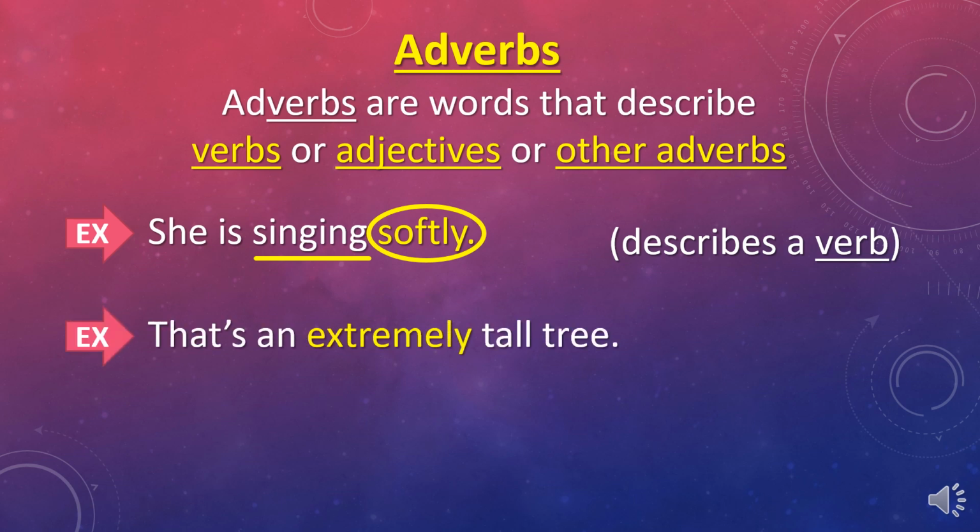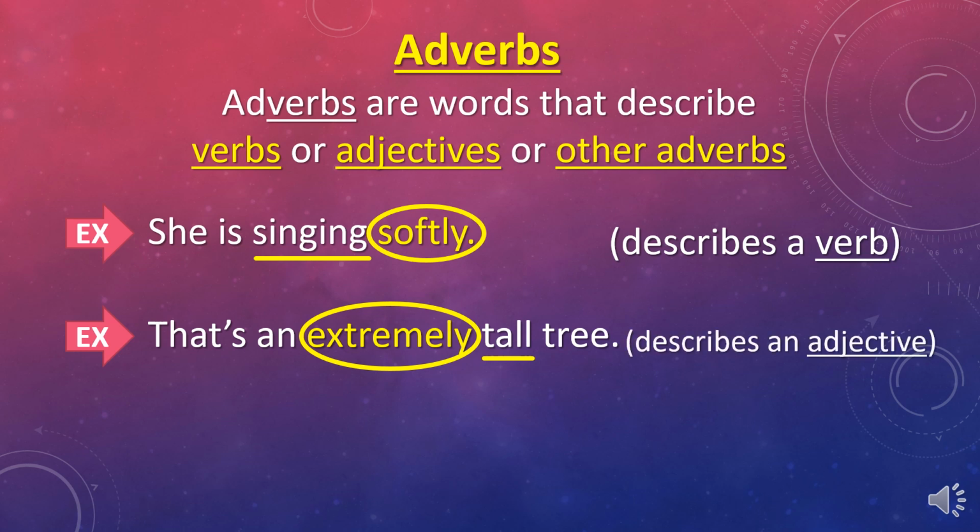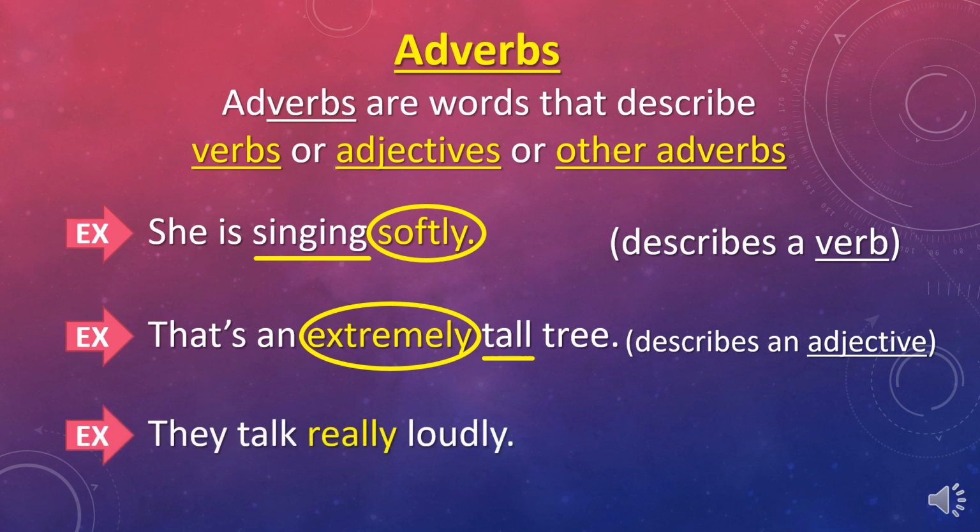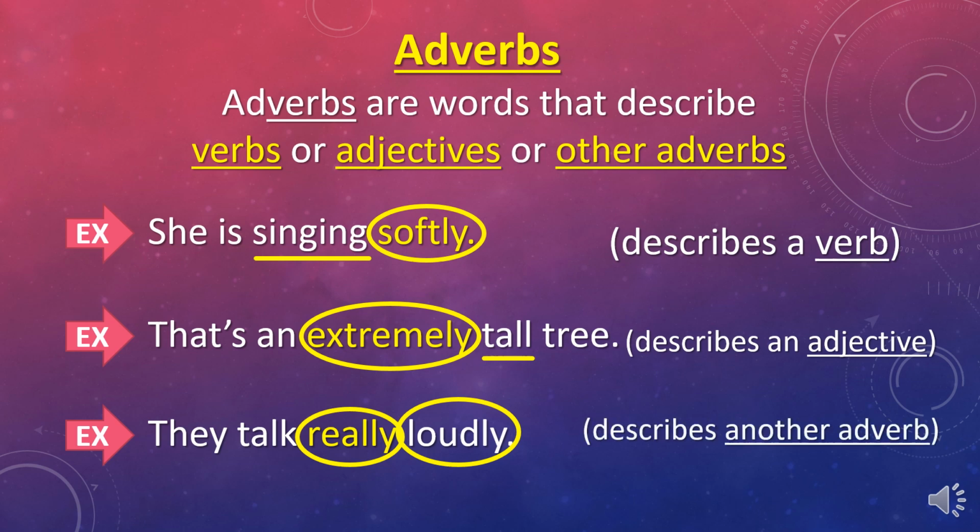Another example, that's an extremely tall tree. Where's the adverb here? Extremely. What does it describe? Extremely tall. Tall is an adjective. So here I'm describing an adjective, I used an adverb. Last example, they talk really loudly. Really is the adverb. And what does it describe? Loudly, which is another adverb. So here I have an adverb that describes another adverb. So adverbs describe verbs, like the first example, adjectives, like the second, or another adverb, like the third example.